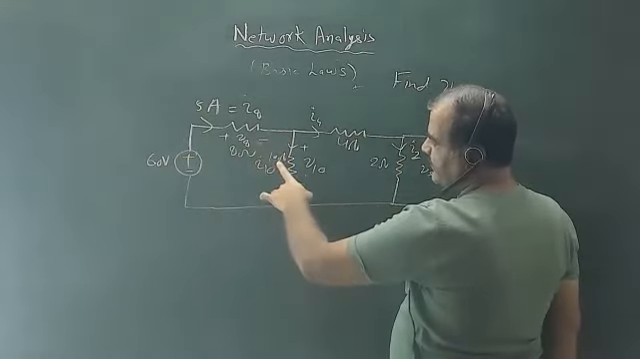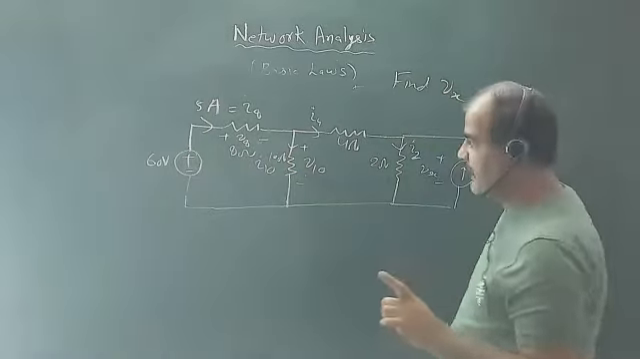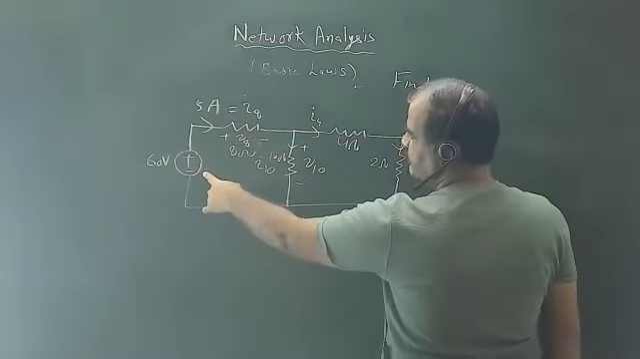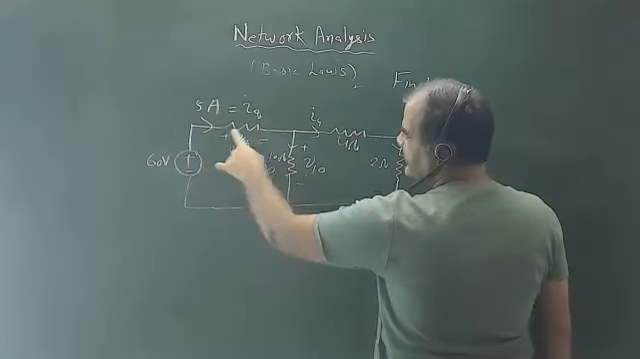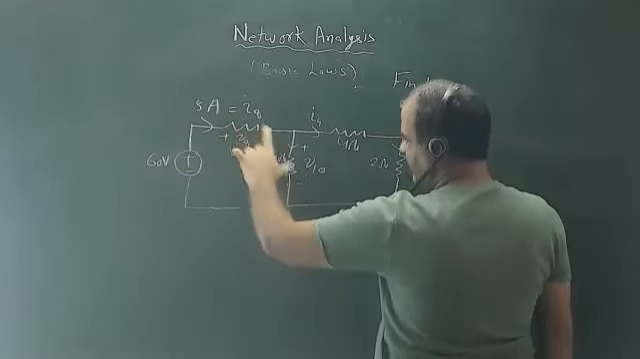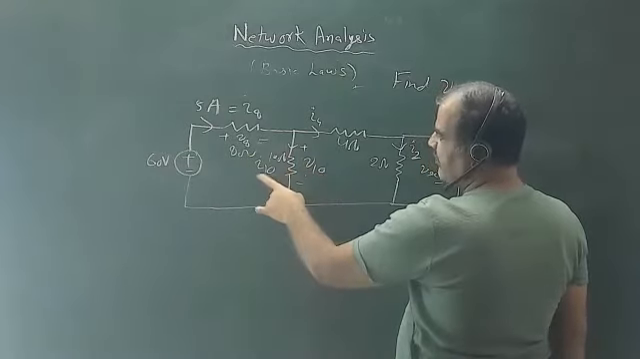Once you know V10, you have given resistance, you can find I10. I'm repeating again. You know this voltage by KVL, okay. Here you know the current and the resistance, 8 ohm. So this voltage also you know. So now you can find out what is V10. Once you know V10, you know resistance, you can find I10.